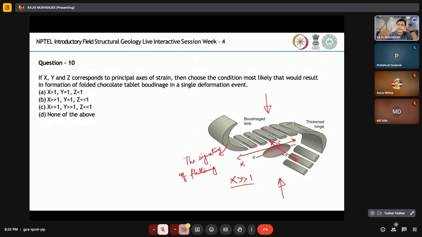So it is obviously a sign that y is also very, very greater than 1 in this flattening domain, but then z has to be very, very less than 1 in order to conserve the volume. And this is how in the flattening domain one should get these kind of signatures, that is x is very, very greater than 1, y is also very, very greater than 1, but z has to be very less than 1 in order to maintain the volume, and also producing these brittle deformation signatures that is known as the folded chocolate tablet boudinage. So option C is the correct answer in this case.